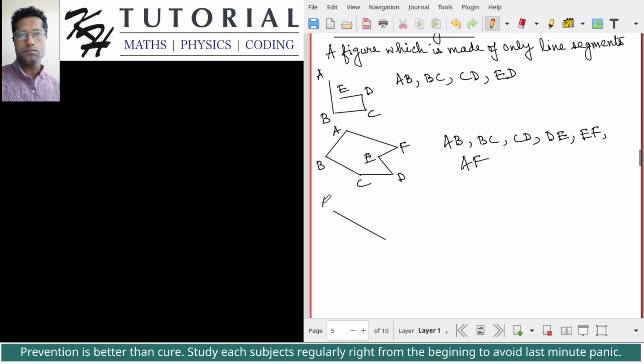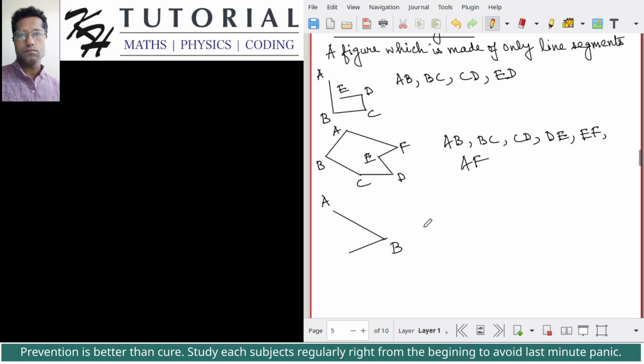Please note that I'm not continuously drawing the figure, just for the sake of discussion. Let's say AB is a line segment, and then BC is another line segment. I am trying to draw a rectilinear figure by drawing each line separately, but of course this is the complete figure, a figure that can be drawn without lifting the pen.